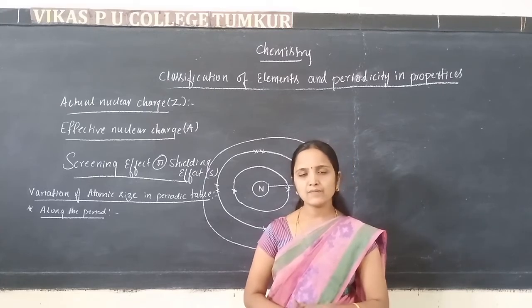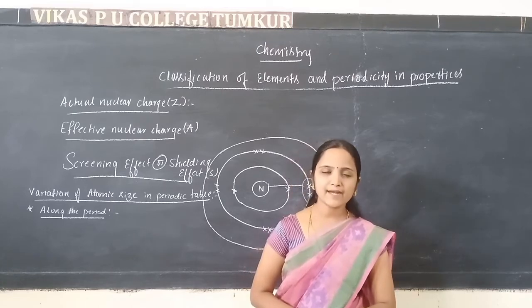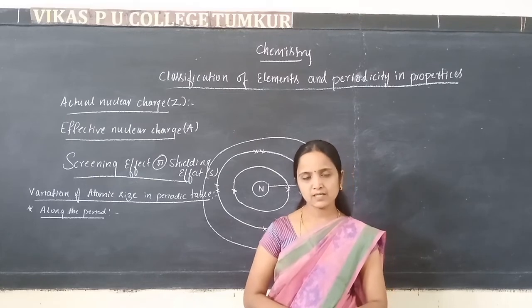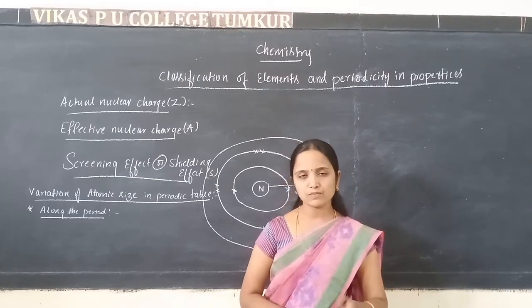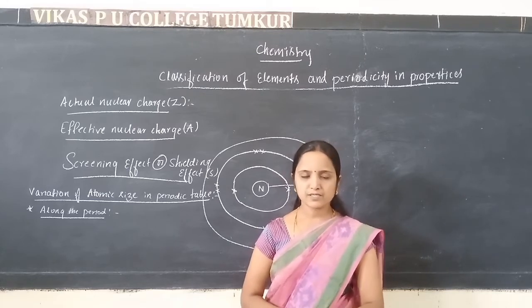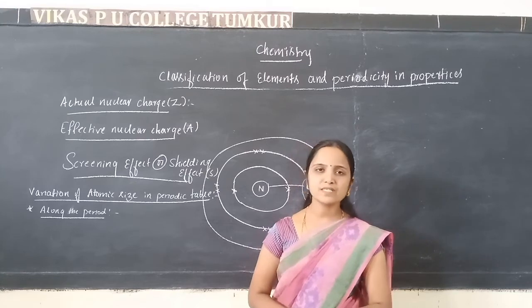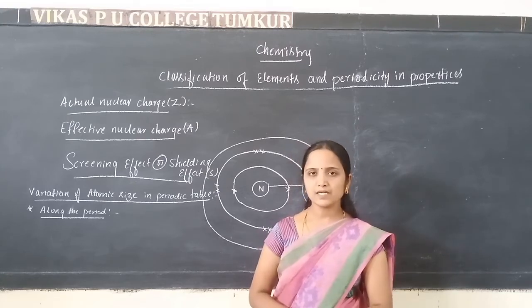Then the outer electrons are strongly attracted by the nucleus. Therefore, the electron cloud shrinks. Therefore, the atomic size decreases.